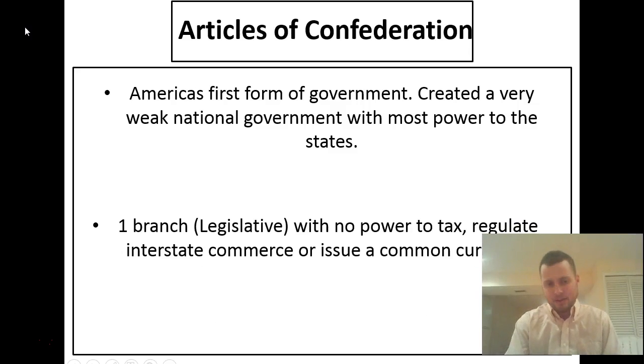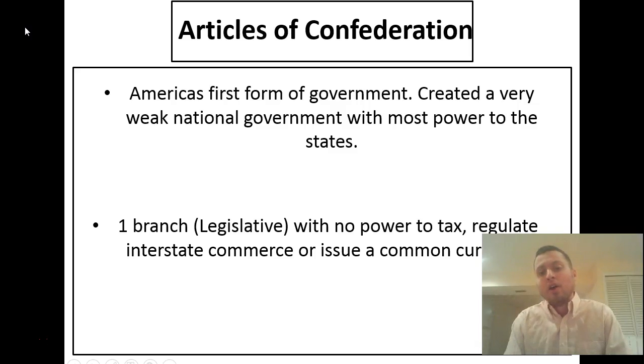Some more details. There was one branch of government. Today we have 3 branches of government: the executive, legislative, and the judicial. Then they only had the legislative branch. They had no power to tax. That is so important. One of the issues with Great Britain was the taxation problem. No taxation without representation. Well, they're still concerned about it. They don't want the national government to have that power.